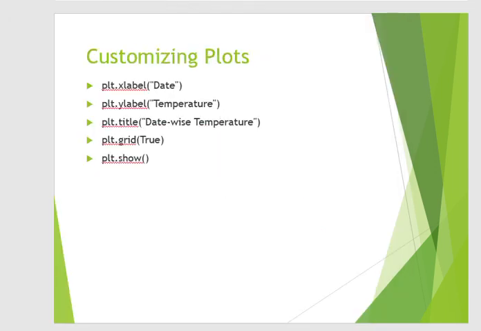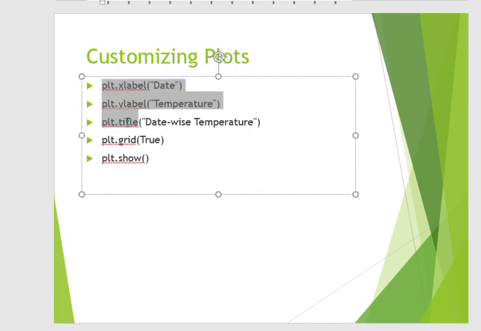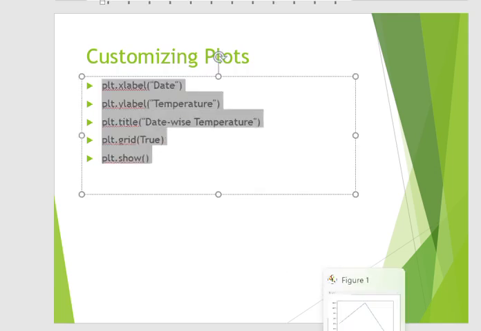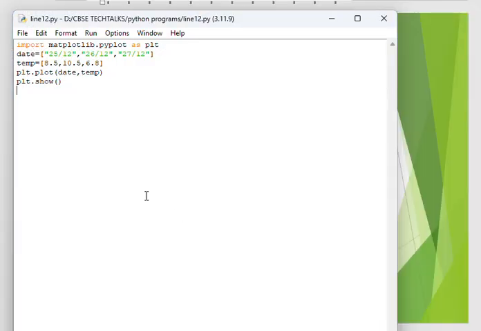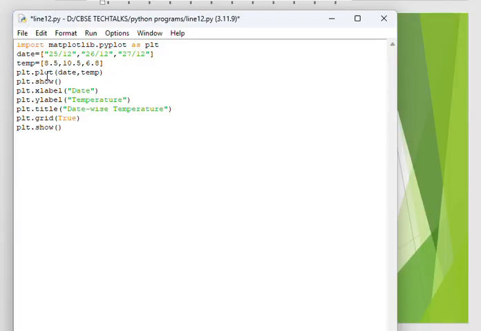Let's try with that. You can modify, you can label, we can customize the same coding, and we can write plt.xlabel as date, plt.ylabel as temperature, and plt.title as date wise temperature, and then you may use plt.grid also, and then we can go with the show. So let me copy these statements and modify the coding which we have used just now. We will be using grid, and we will be plotting, and show will be at the bottom. So I'm making it here, and let's see if it works this way.